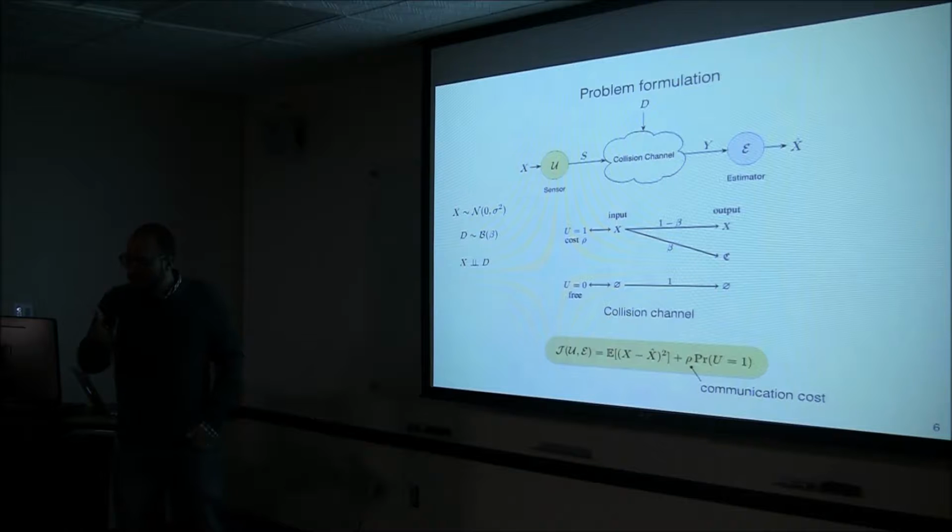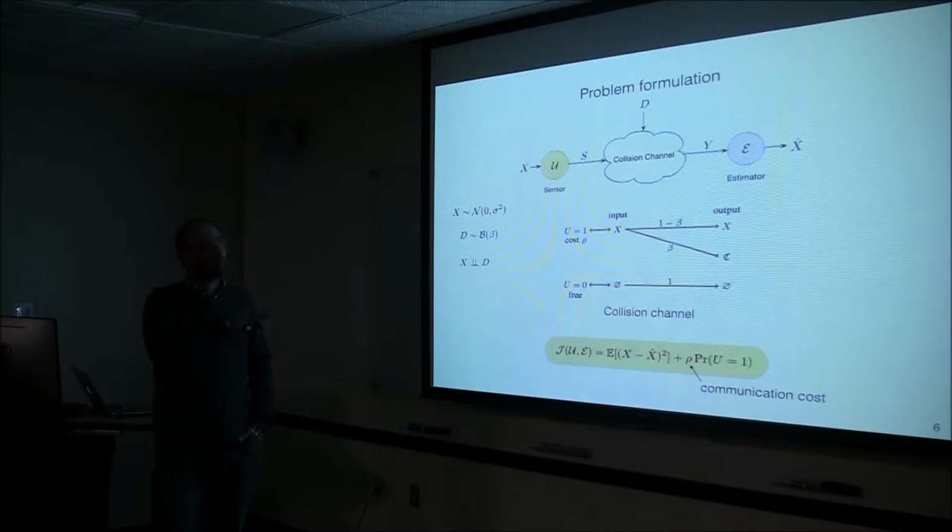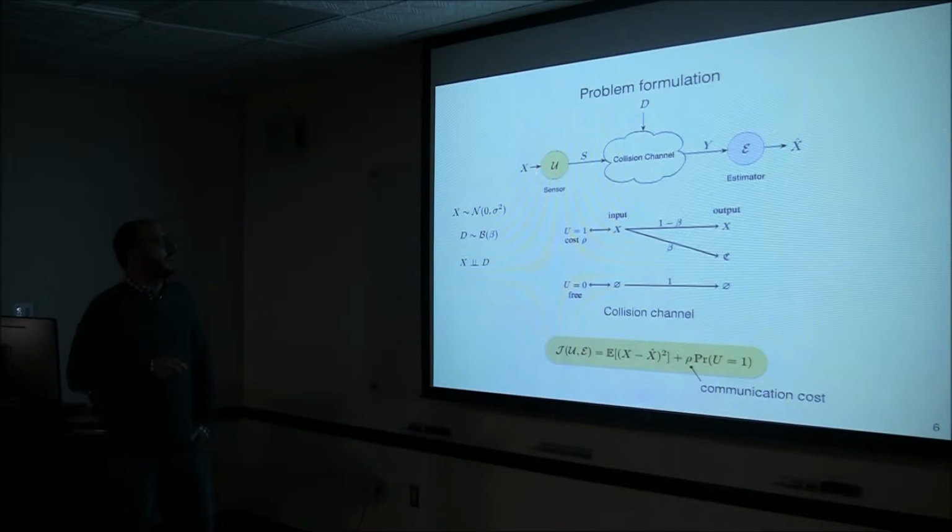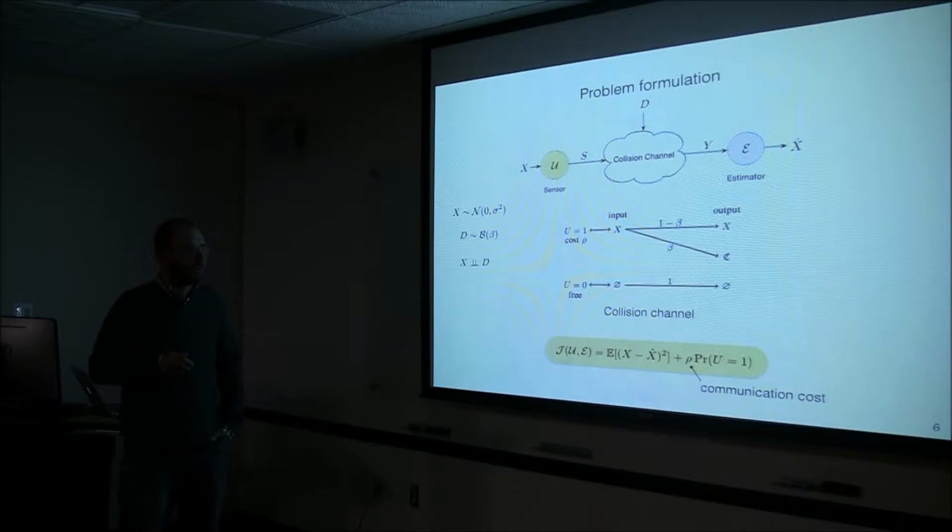Now, there is an even simpler model, which is going to be the focus of this talk, in which I only have one sensor transmitting and one estimator, and the sensor will make an observation of this random variable x, decide whether to transmit or not over a collision channel, and the estimator will observe the output of the channel, okay?